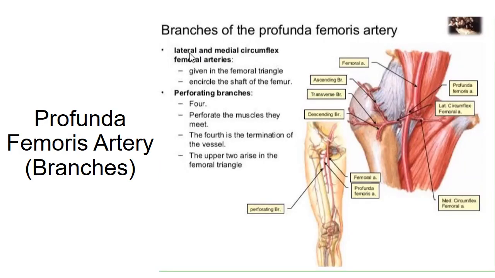Profunda femoris artery gives off circumflex femoral arteries, which are lateral and medial circumflex arteries. This is lateral circumflex artery, this is medial circumflex artery. In addition to these circumflex arteries, profunda femoris artery gives rise to 4 perforating branches. 3 of them arise in the anterior compartment of thigh, and the 4th one is termination of the profunda femoris artery itself. We'll talk about circumflex femoral arteries first.